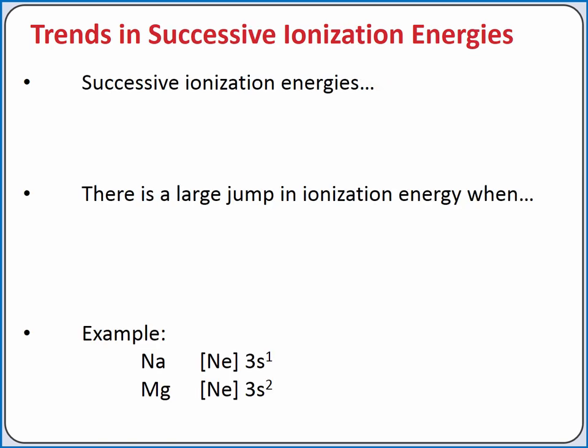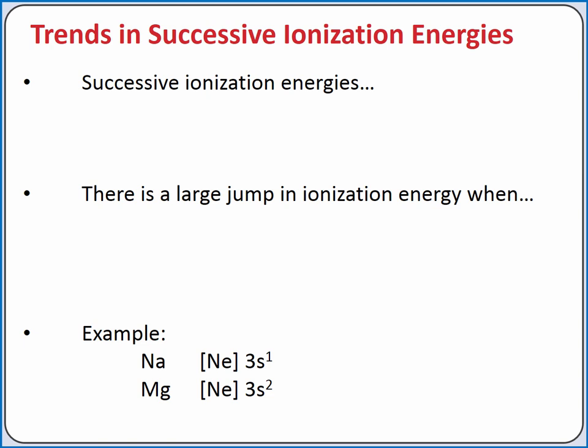Successive ionization energies increase. It always requires more energy to remove the second electron than the first. This trend exists because as we remove electrons, the resulting ion becomes more and more positive. So it requires more and more energy to remove a negative electron from an increasingly positive ion.